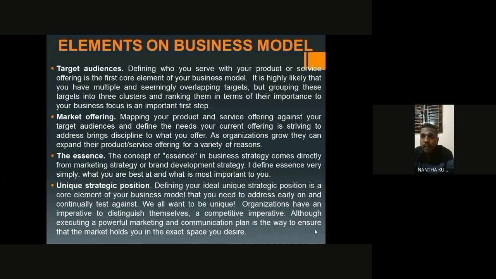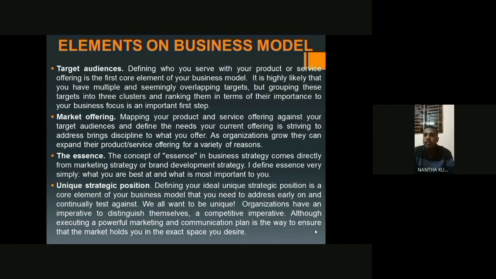Okay, the last element of the business model is unique strategic position. Defining your ideal unique strategic position is the core element of your business model that you need to address early on and continually test against. We all want to be unique. Organizations have an imperative to distinguish themselves, a competitive imperative. Executing a powerful marketing and communication plan is the way to ensure that the market holds you in the exact space you desire.